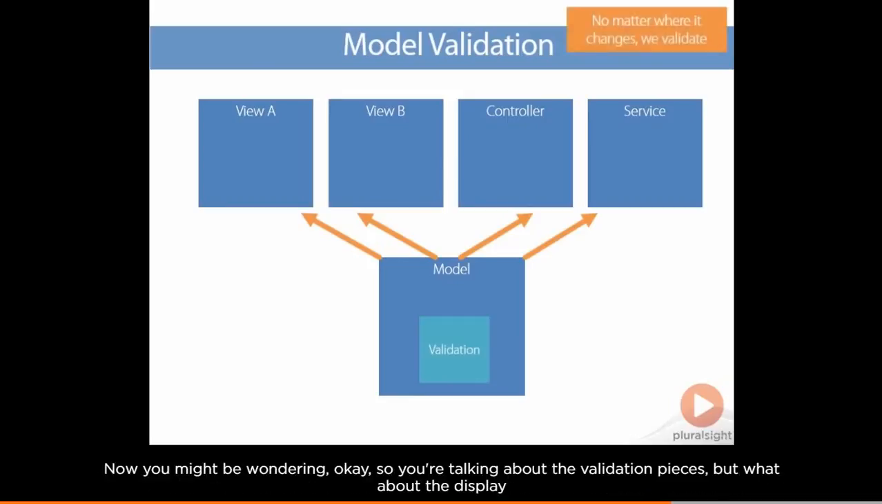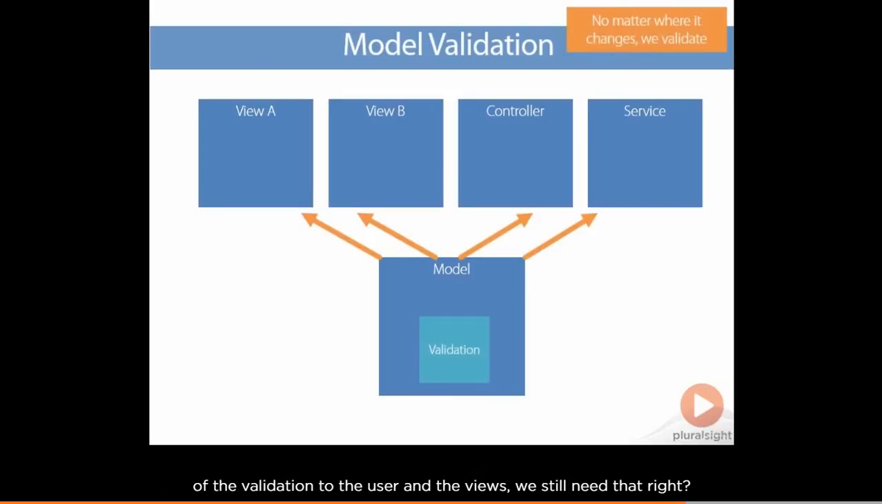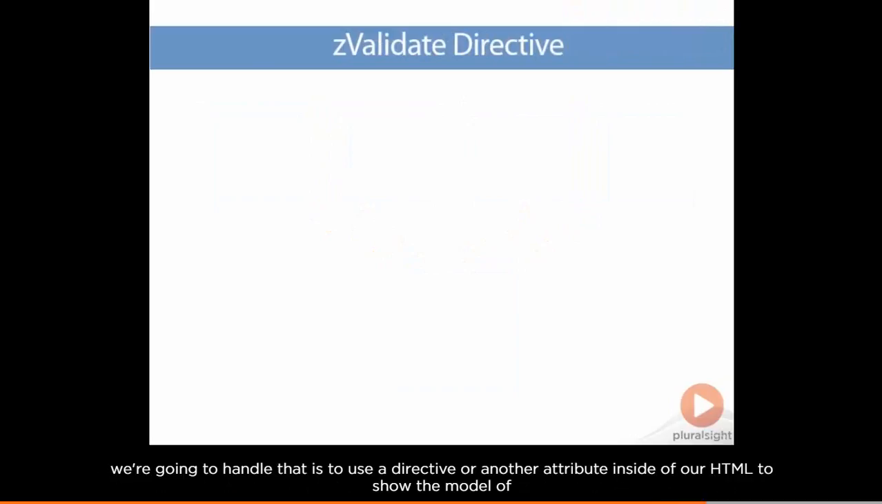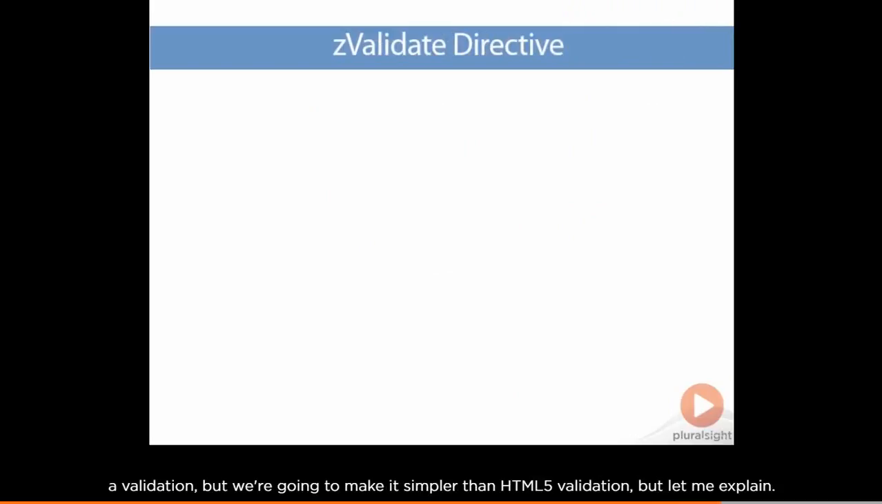Now you might be wondering, okay, so you're talking about the validation pieces, but what about the display of the validation to the user in the views? We still need that, right? Yes, absolutely. So the way that we're going to handle that is to use a directive or another attribute inside of our HTML to show the model validation, but we're going to make it simpler than HTML5 validation.